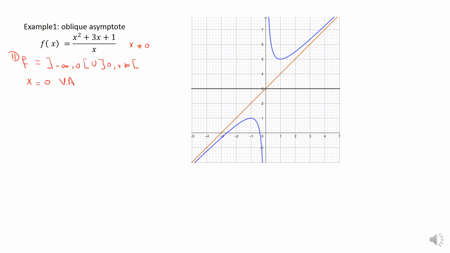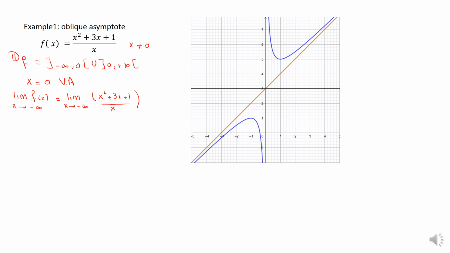Okay. Now our main concern is to find the oblique asymptote. The numerator is a polynomial with degree greater than the denominator by 1. So the degree of the numerator is 2, the degree of the denominator is 1, which means that you have an oblique asymptote. So now the limit of f of x as x tends to minus infinity is the limit as x tends to minus infinity of x squared plus 3x plus 1 over x.